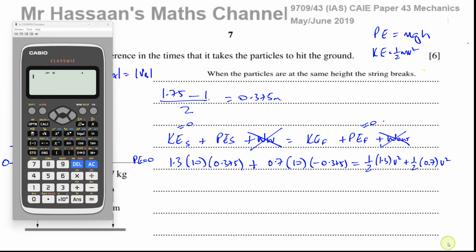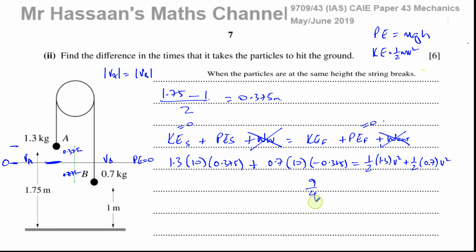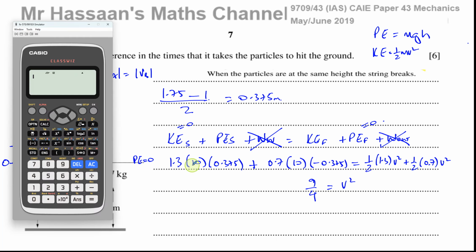So let's see what this gives. That's 13 times 0.375, plus 7 times negative 0.375, which gives us 9/4. That's 9/4 equals, and this is half of 1.3 plus 0.7. That's 2, and half of 2 is 1, so it's v squared. Let's just make sure of that. That will give us exactly the same answer, you see. So you have 1.3 divided by 2.